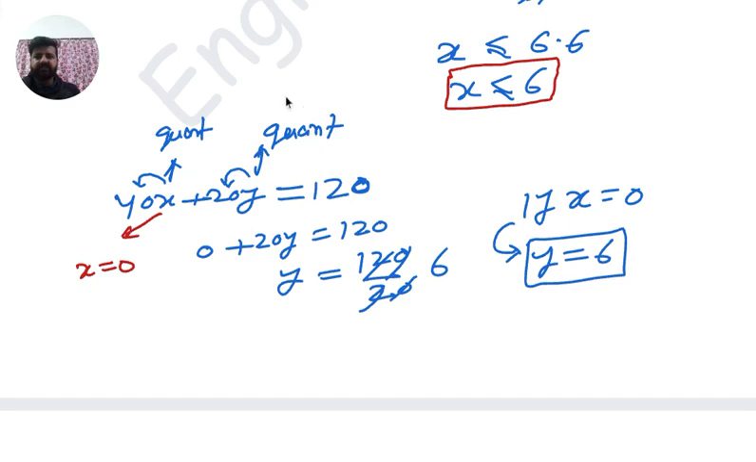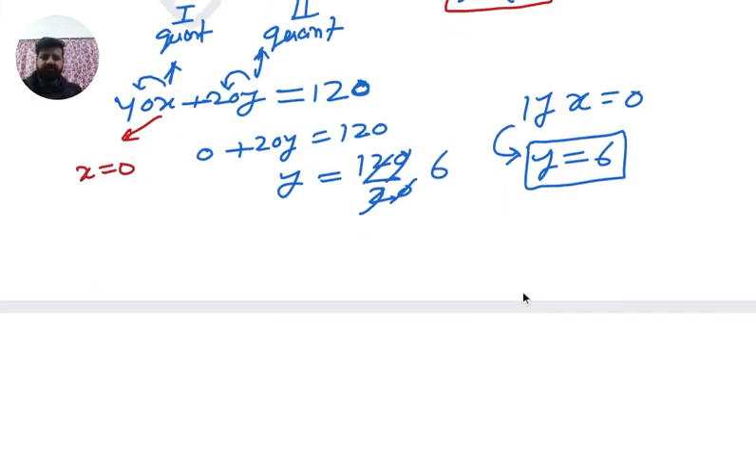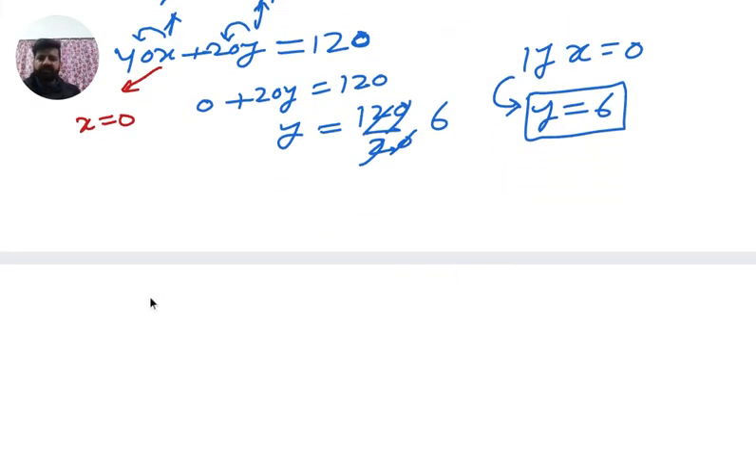This was our second quantity, and this was the first quantity. So the maximum number of the second quantity I can purchase will be 6. Now I write down this equation again: 40x plus 20y equals 120. This is our constraint, because this is the maximum amount which we can pay.